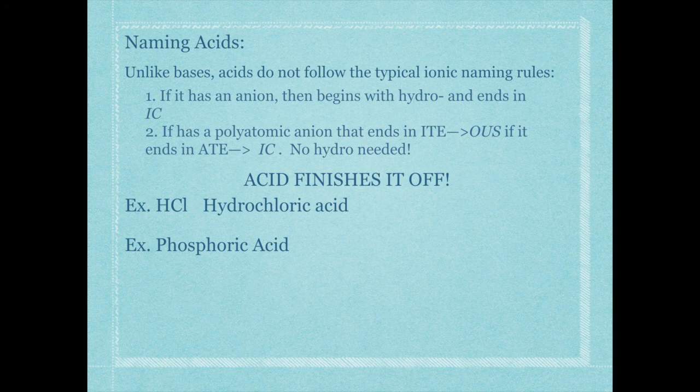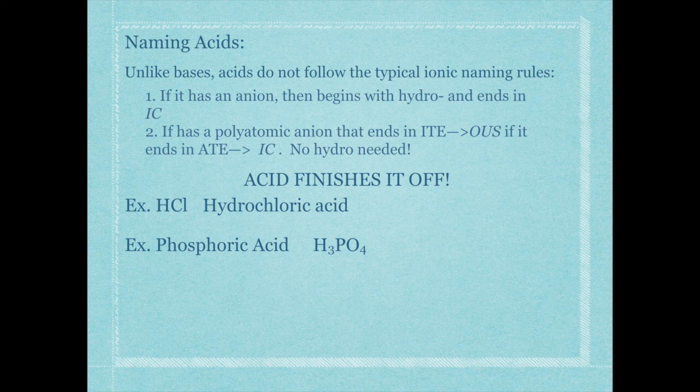So if I have phosphoric acid, that looks like it comes from phosphorus or phosphate. The way I know it comes from phosphate is because I don't have "hydro" in front. So phosphoric acid comes from phosphate. Remember, phosphate has a 3- charge, while hydrogen has a +1 charge. So when I'm creating my acids, I need to cross my charges. Hydrogen is +1, PO4 is 3-, so the formula for this would be H3PO4.